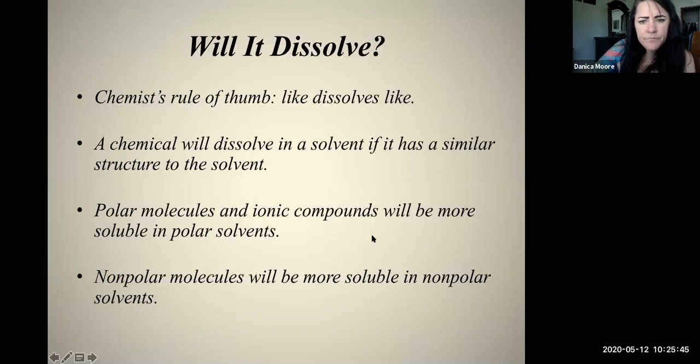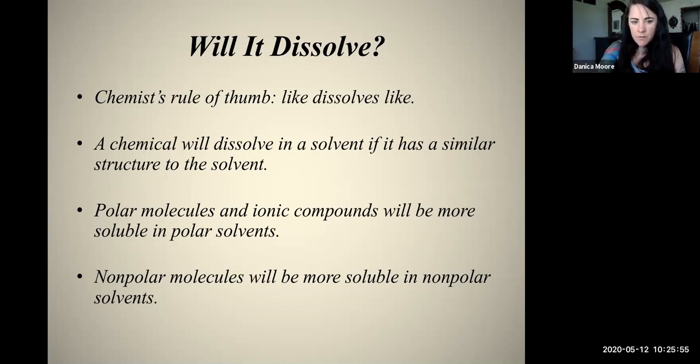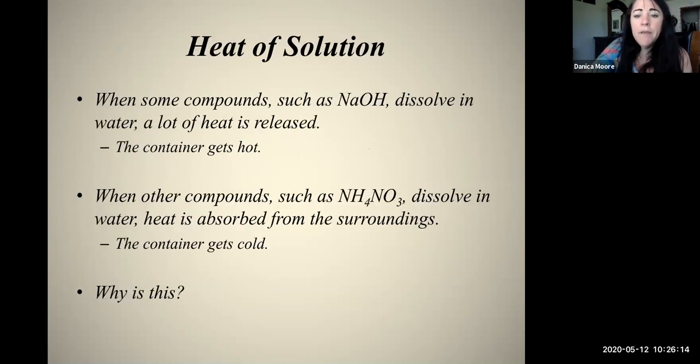All right, and then we have this rule of thumb, will it dissolve? We say like dissolves like, which basically means if you have similar intermolecular forces, then they will probably be soluble, right? So polar molecules like to be with ionic compounds and other polar solvents, and nonpolar molecules like to be with other nonpolar solvents or other nonpolar molecules, right? So like dissolves like. Okay, so now we're going to get into enthalpy of solution or heat of solution.